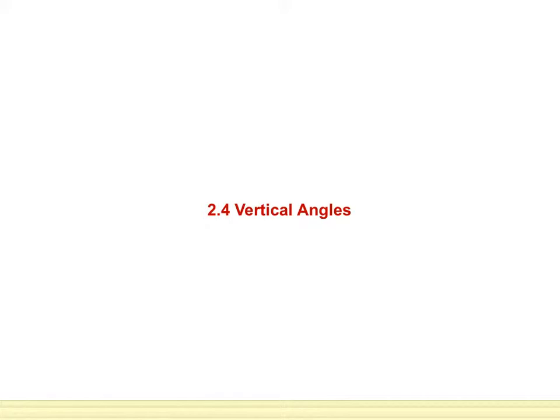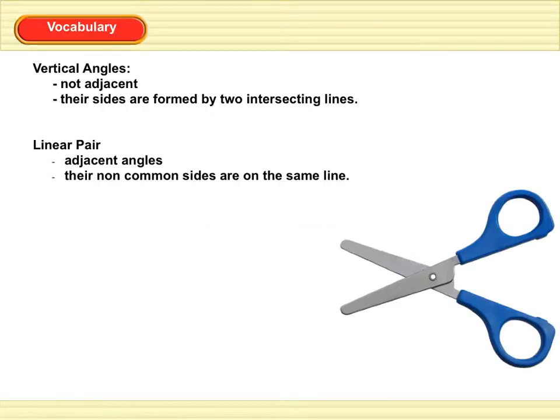Okay, so in 2.4, we're going to study vertical angles. I really like vertical angles because they're easy and they give me a lot of information to help me solve problems. So first of all, we have to understand what vertical angles are. Vertical angles are not adjacent, meaning they're not next to each other. In fact, they're opposite to each other, and their sides are formed by two intersecting lines.